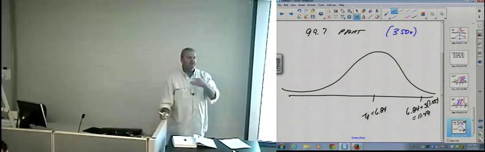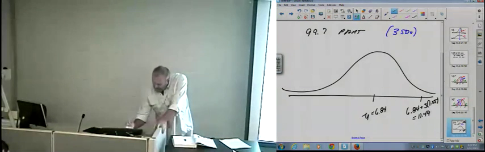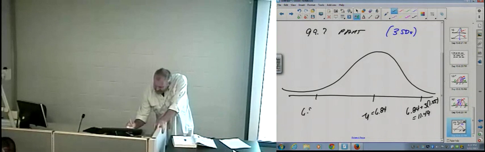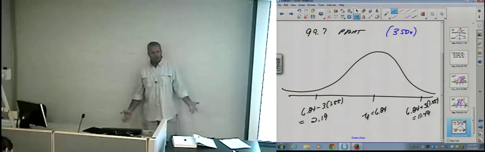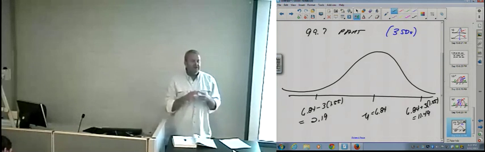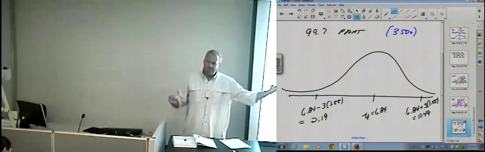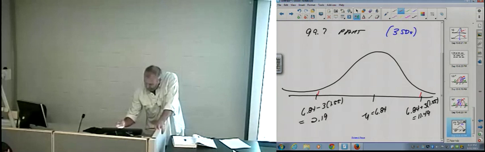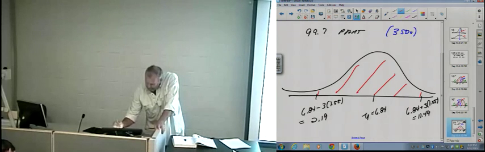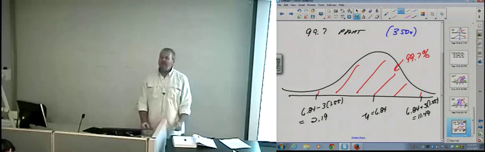11.49. So that value is 11.49. That's 3 standard deviations greater than the mean. And then if I want this other point out here, I take the mean 6.84 minus 3 times 1.55, which is 2.19. So here's what we know. If you went 3 standard deviations on either side, 3 to the left, 3 to the right, that area represents 99.7% of the area.